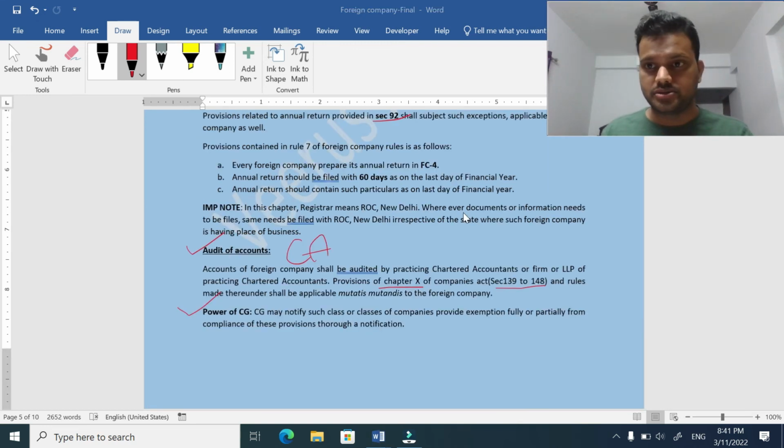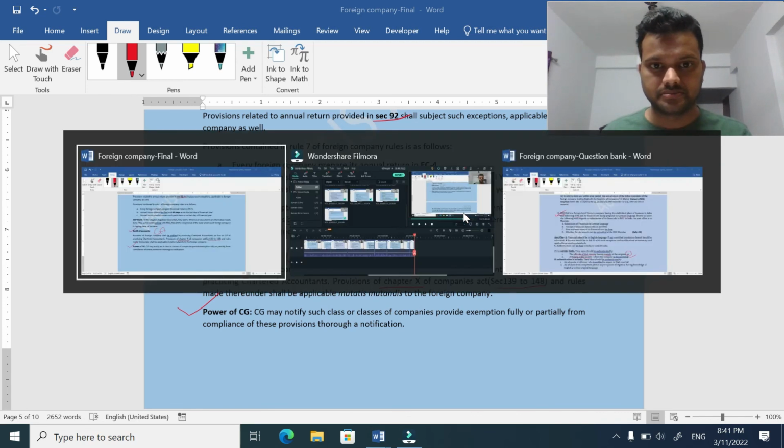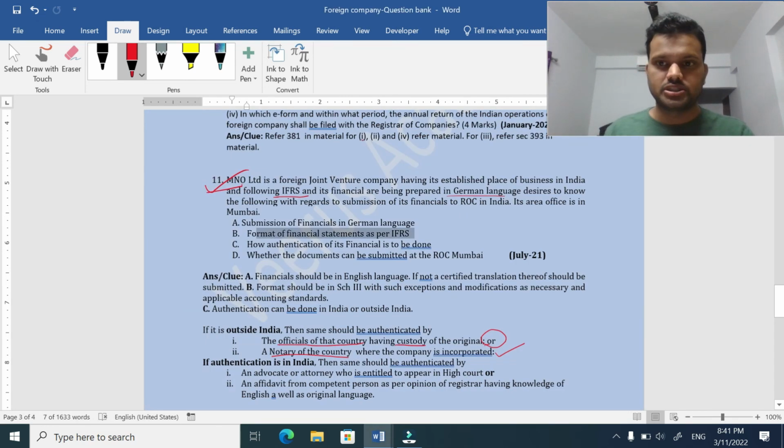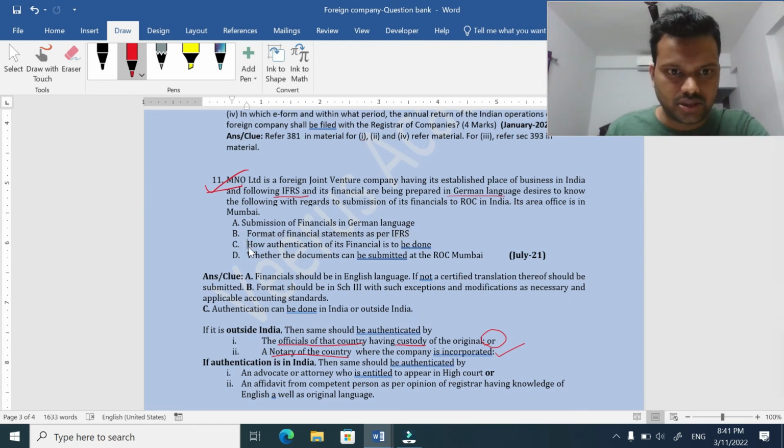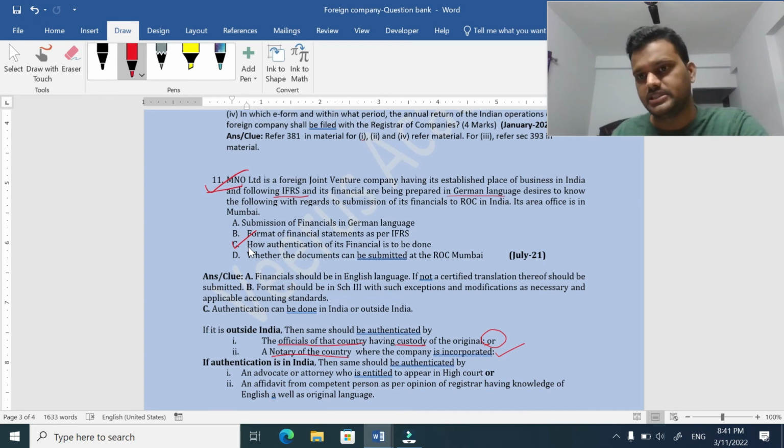Now let us see one question based on this provision. Question number 11. We have just discussed point number C, and we will discuss the remaining points here. There is a foreign company of German origin, having a place of business in India, and it has to file a few documents with the ROC. In that respect, they have asked a few questions.